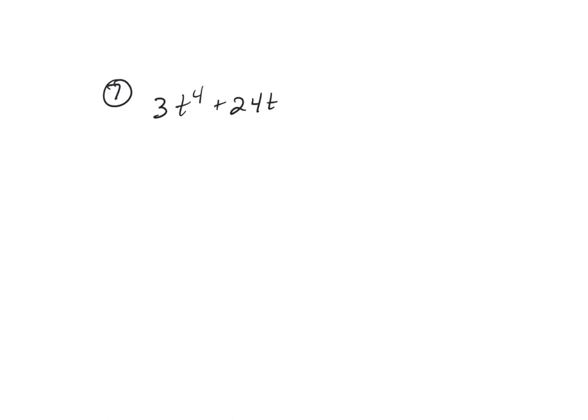So when you look at this problem, there is a common factor that you can factor out before you begin. So you can have a 3 and a t out front, and let's divide each term by 3t. 3 divided by 3 is 1, t to the fourth divided by t leaves me with a t cubed. 24 divided by 3 is plus 8. The t's cancel. So now this is a plus, and both t cubed and 8 are perfect cubes.